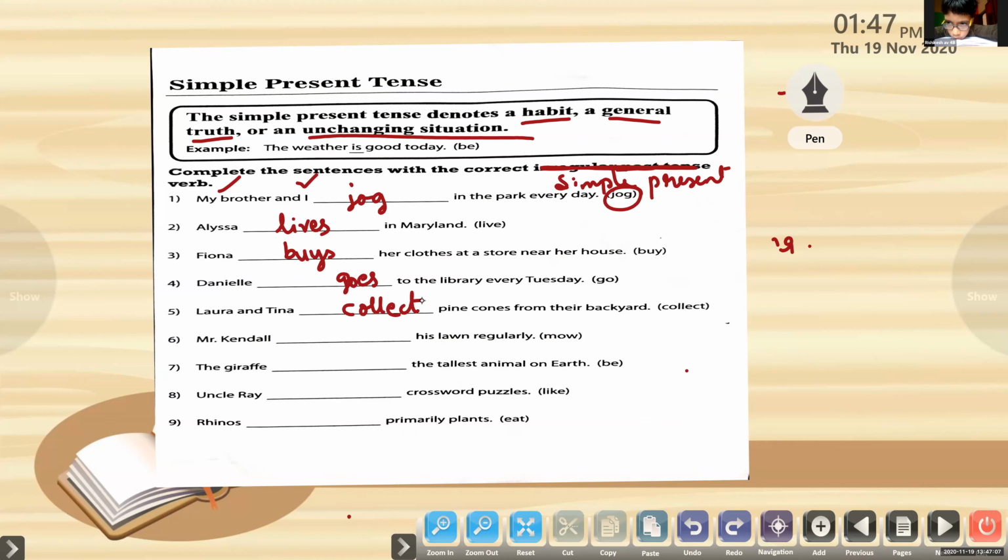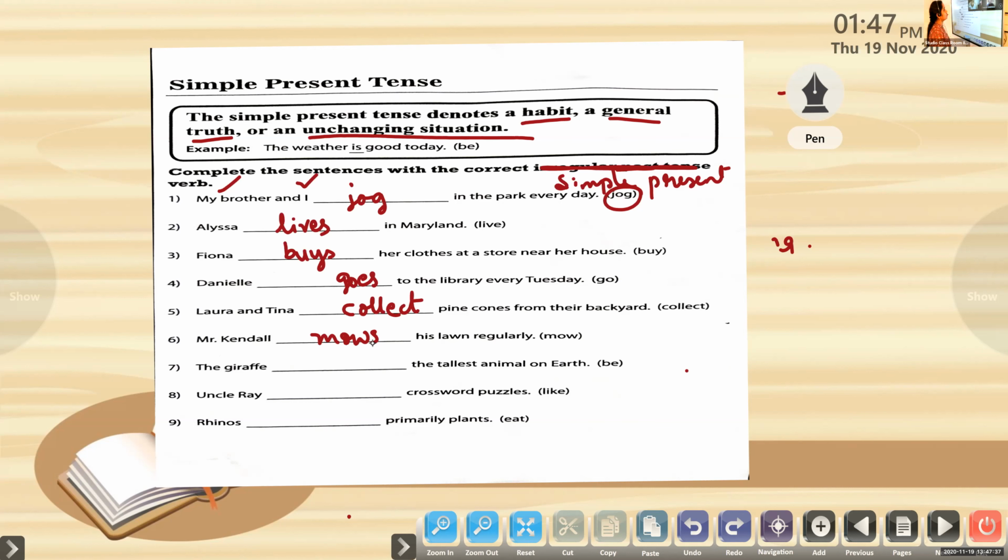Akshit, can you try the sixth one? Yes, ma'am. Mr. Kendall. It's a new name for you. Mr. Kendall dash his mouse. Mr. Kendall loans his mouse regularly.